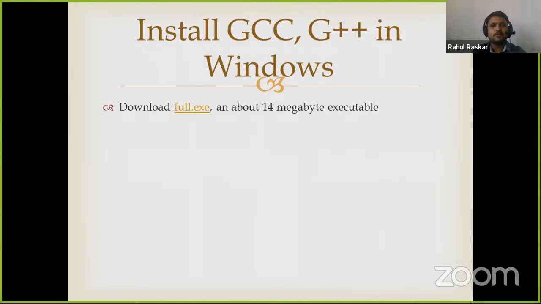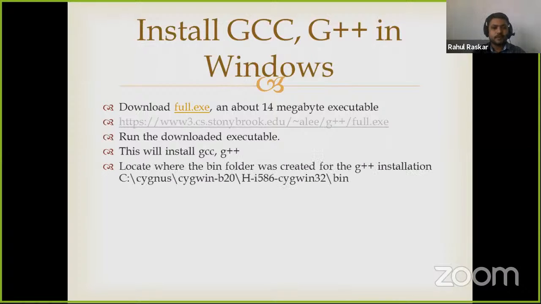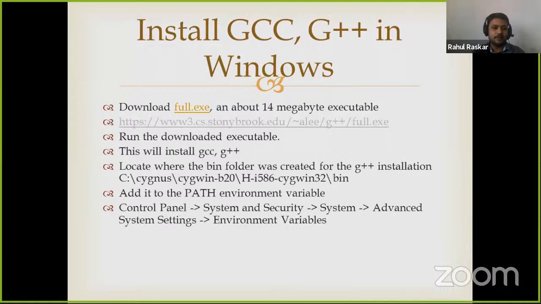What we have done? First, we have downloaded that full exe file of 14 MB. Then from this location, we have downloaded that. Then executed that file and installed. So when you install that full.exe, GCC and G++ will be installed. Already I have shown you. Then you have to get the bin folder path at this location. Then you have to add it in the path environment variable.